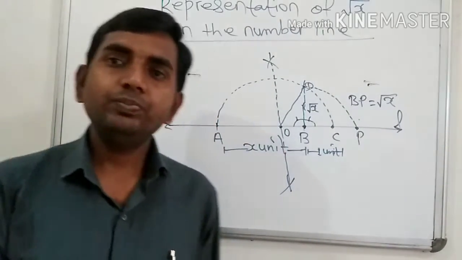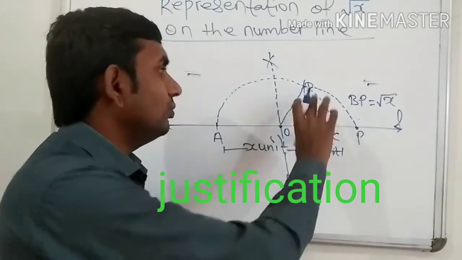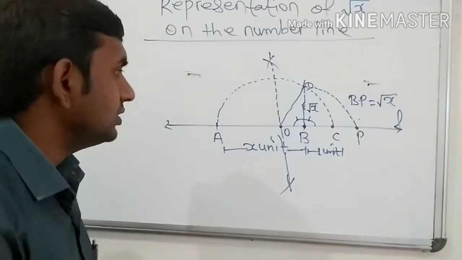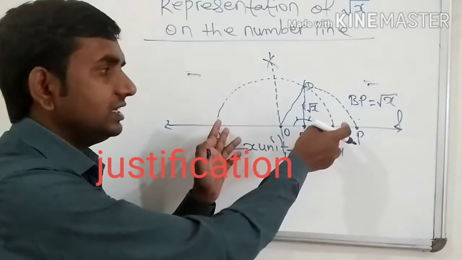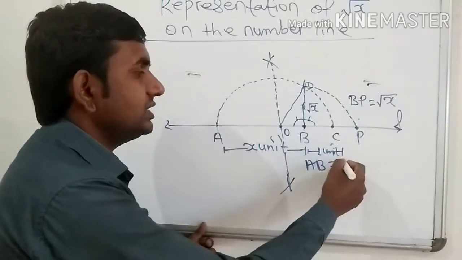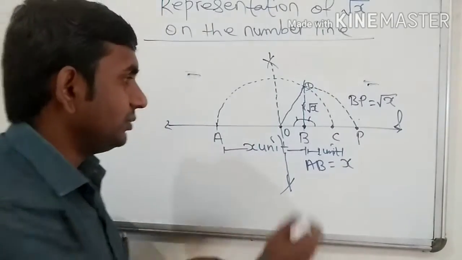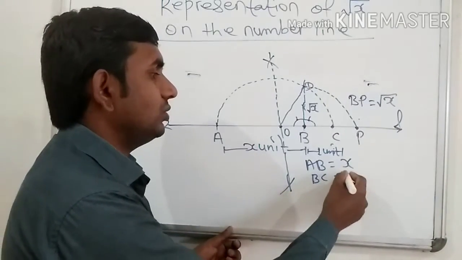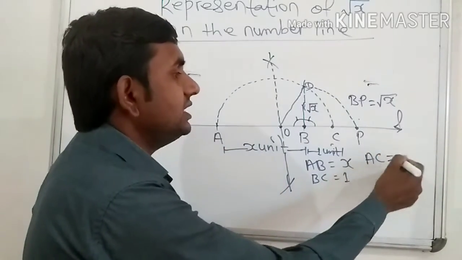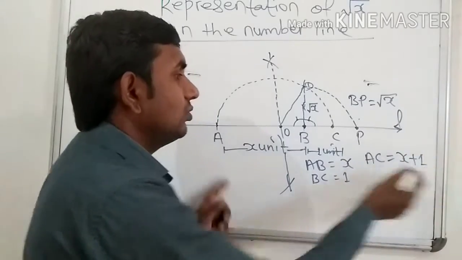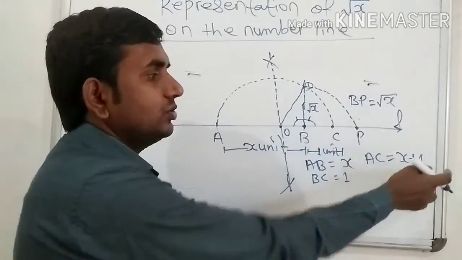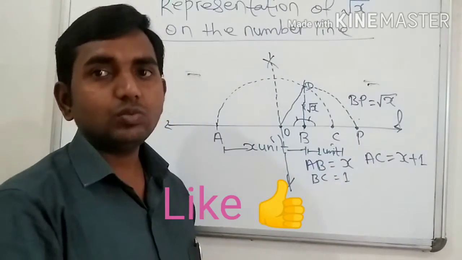Now we need its verification, how BD is equal to under root x. For this, in the beginning we take AB, which is equal to x unit. Then we take BC, which is equal to 1 unit. Now AC is equal to x plus 1 unit. Why? Because from A to B is x unit and B to C is 1 unit, so AC is equal to x plus 1 unit.